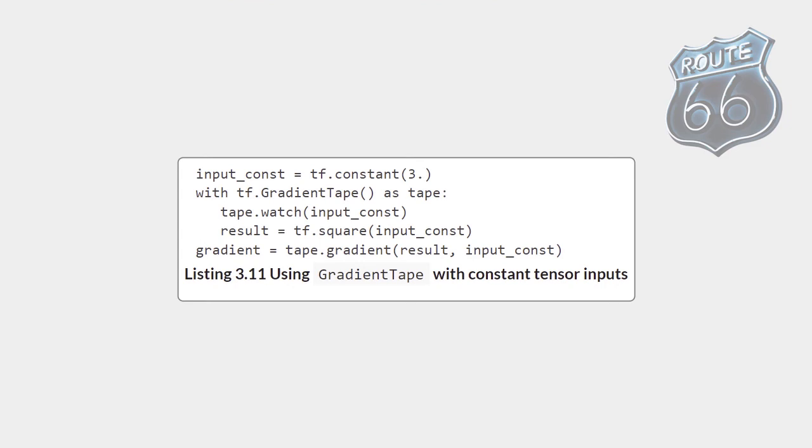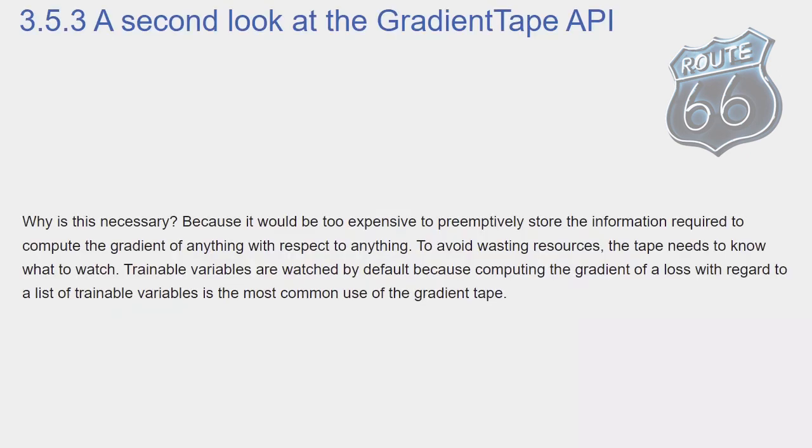So far, you've only seen the case where the input tensors in tape.gradient were TensorFlow variables. It's actually possible for these inputs to be any arbitrary tensor. However, only trainable variables are tracked by default. With a constant tensor, you'd have to manually mark it as being tracked by calling tape.watch on it. Why is this necessary? Because it would be too expensive to preemptively store the information required to compute the gradient of anything with respect to anything.